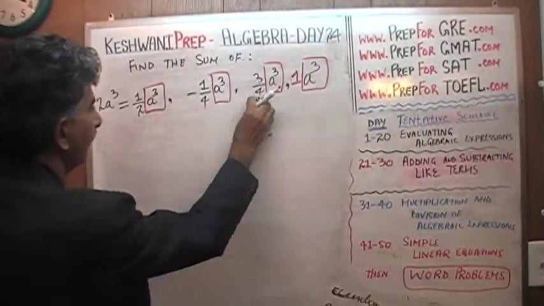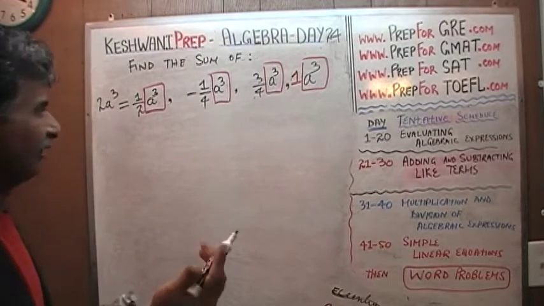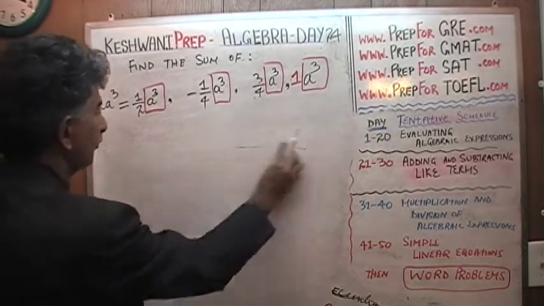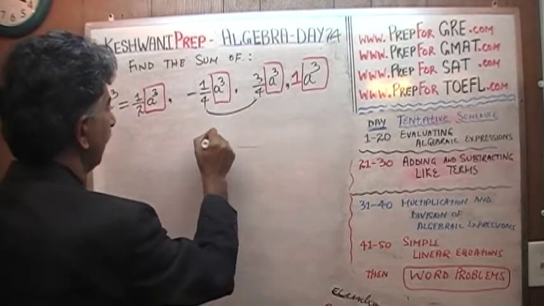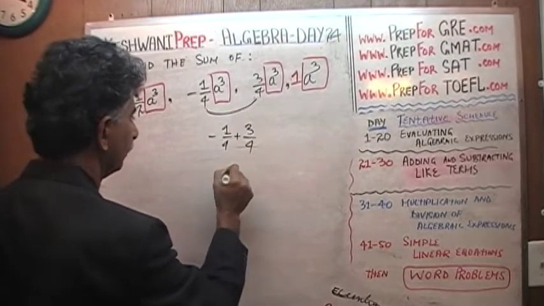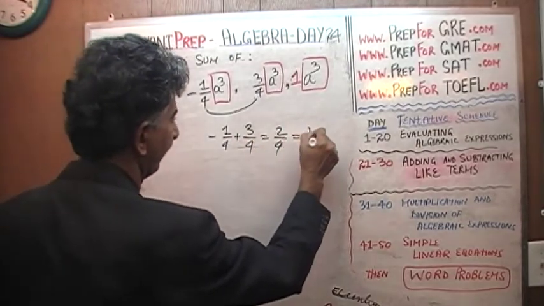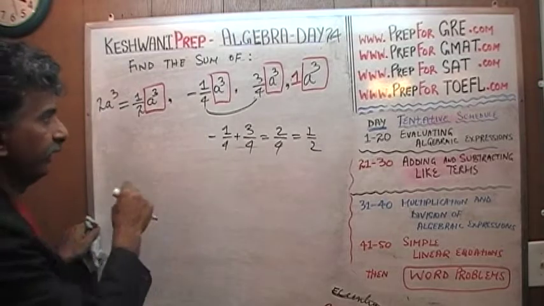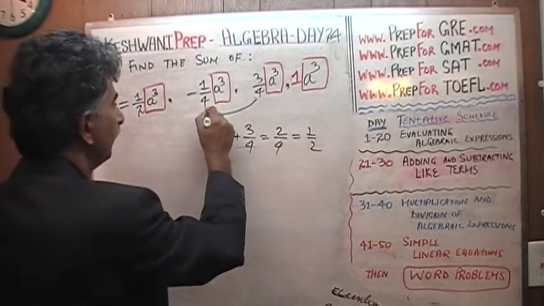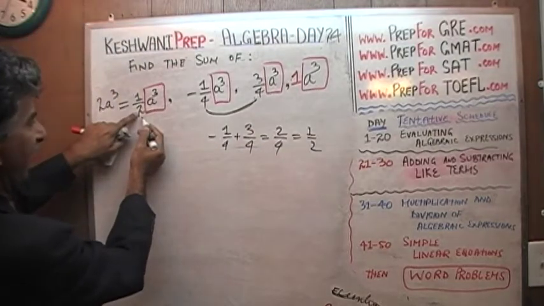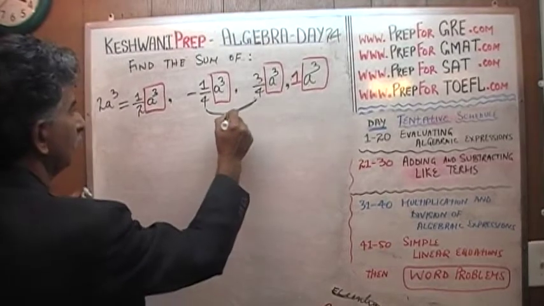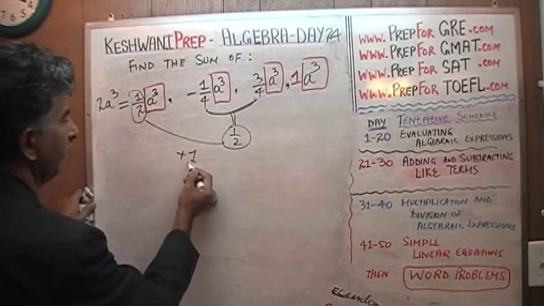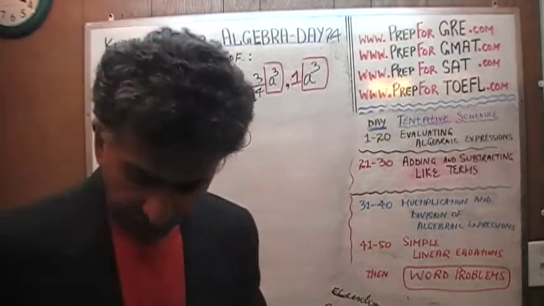I'm going to do it one more time, slowly. What I did is, instead of adding them up in the traditional manner by finding the common denominator and doing all the mumbo jumbo, which you can do, there's nothing wrong with it, I took a shortcut. I see a negative quarter and a positive three quarters, which should give us positive two quarters, the same as half. Negative means you take it away. So the sum of these two is half, and half plus another half makes one, and one plus another one makes two, 2a cubed. That was the answer.